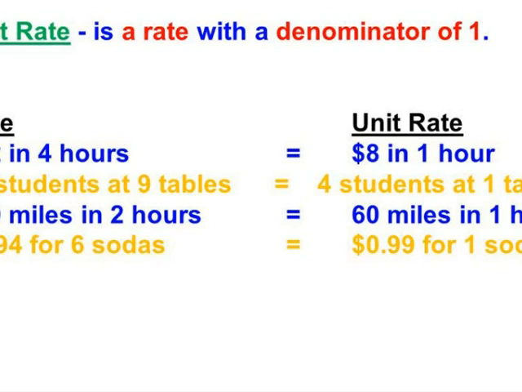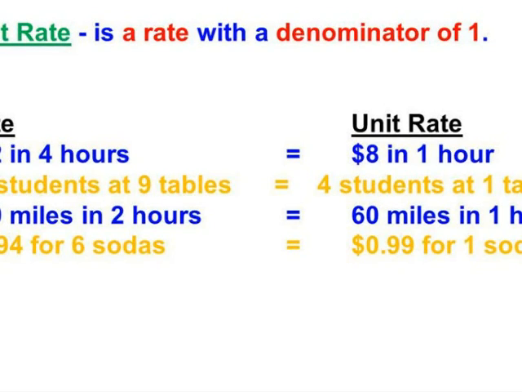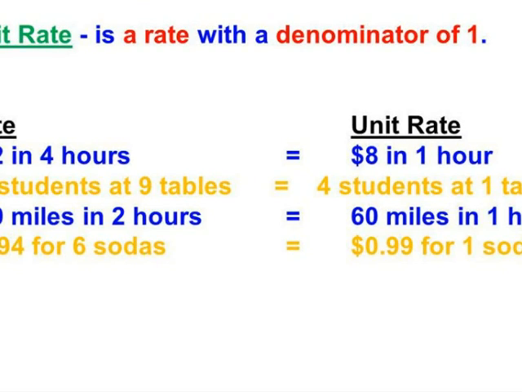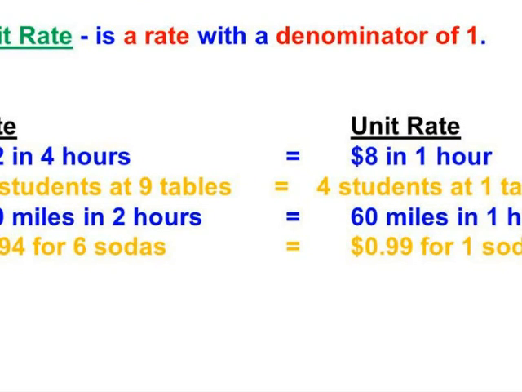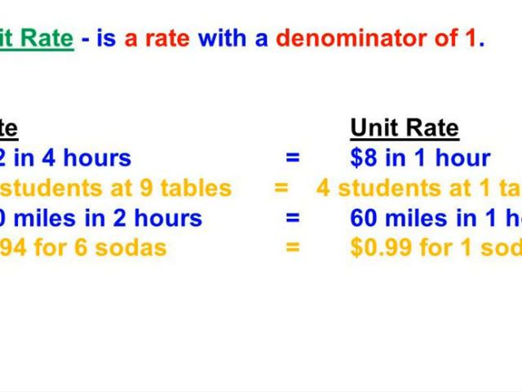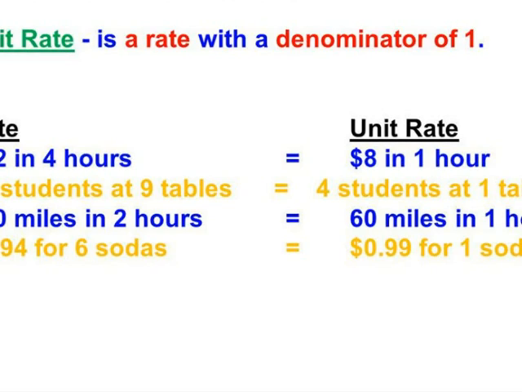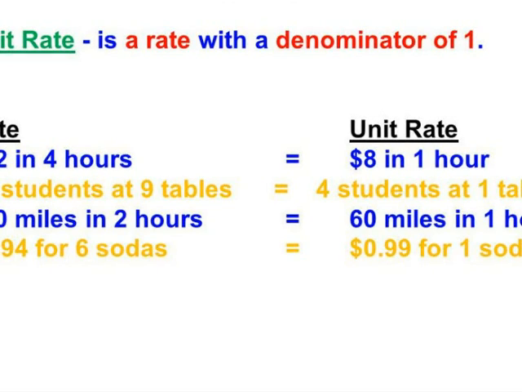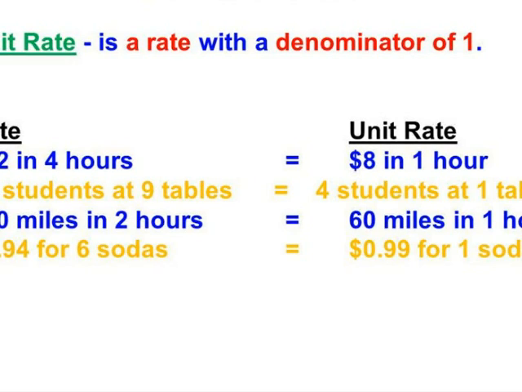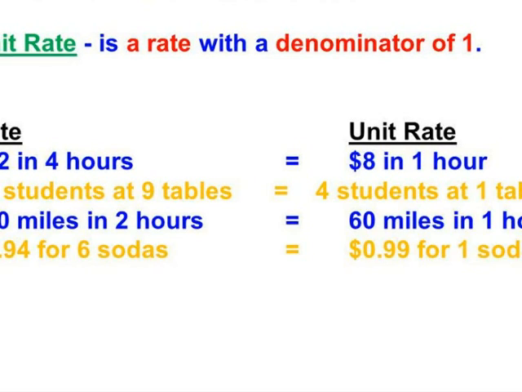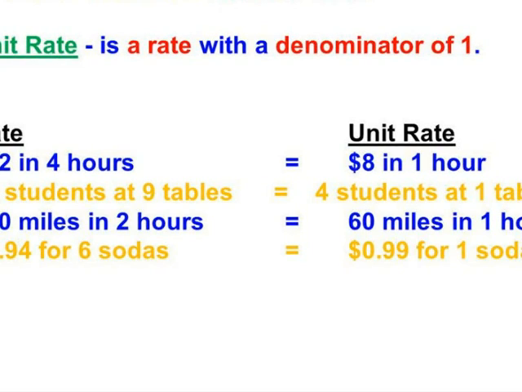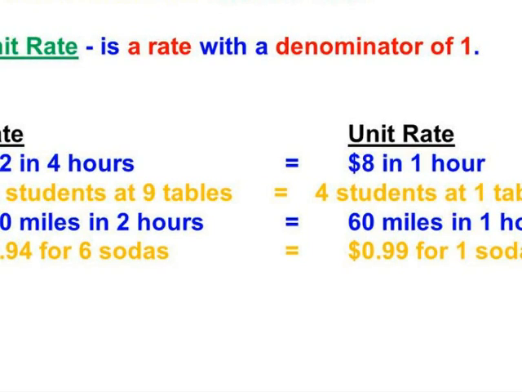Okay? The only thing that makes a rate and a unit rate different for the most part is that a unit rate only has a denominator of 1. Also, a unit rate does the same thing as a rate. A unit rate compares two different units also. So basically a unit rate is really a rate, but a rate that is very specific with a denominator of 1. All right, so let's take a look at some examples.